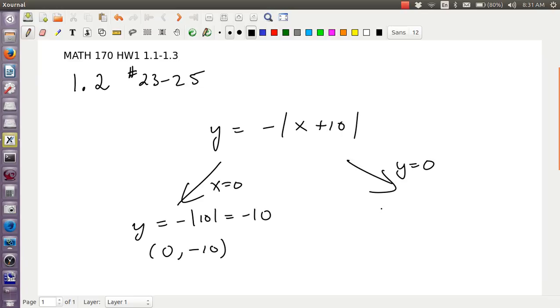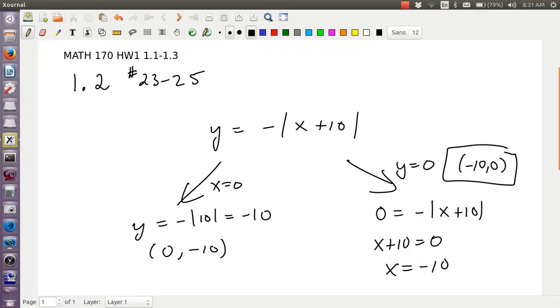And what happens if y is 0? Well, guess what? 0 is -0, so that just means x plus 10 still is equal to 0. So x is equal to -10. And so this point is -10, 0. So here is your x-intercept, and here is your y-intercept. So that's the process you would use to answer those questions. For number 25, it involves a square root, so at some point you square both sides. And I think you guys were fine with this in class, so I'm not going to belabor this.